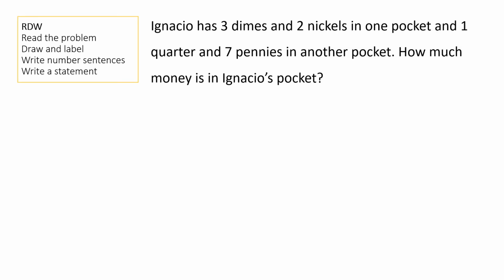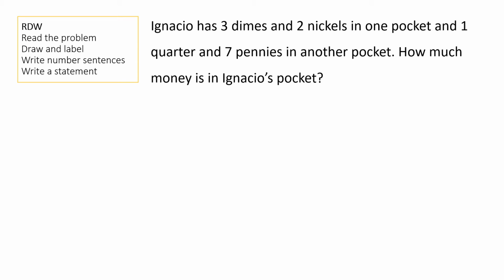We are going to use our RDW strategy to solve this problem. Our first step is to read the problem. Let's read it together. Ignacio has 3 dimes and 2 nickels in one pocket, and 1 quarter and 7 pennies in another pocket. How much money is in Ignacio's pocket? Using your own piece of paper, draw and label a picture or diagram that will help you solve. Then write number sentences to figure out the total value of coins in Ignacio's pocket. Afterwards, write an answer statement that answers the question.